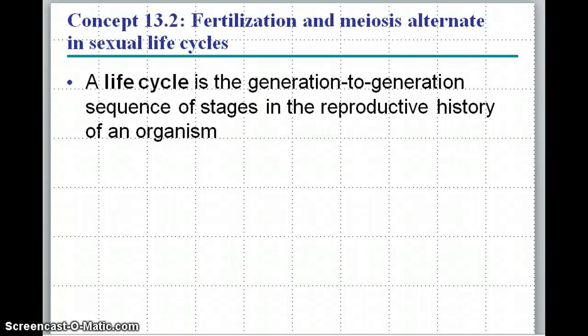Hi guys, welcome back. We're going to talk about Chapter 13, Section 2, how fertilization and meiosis alternate in sexual life cycles. To begin, let's go over what a life cycle is, just so we're on the same page. A life cycle is the generation-to-generation sequence of stages in the reproductive history of an organism.